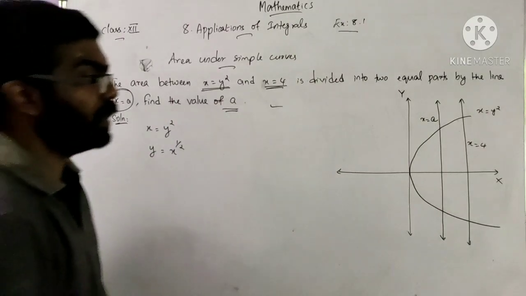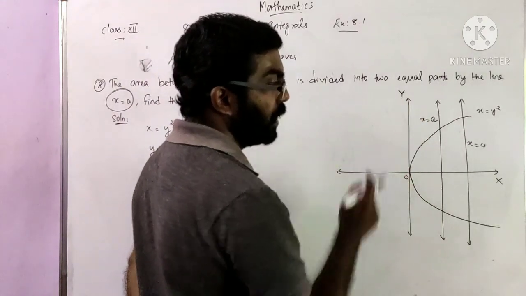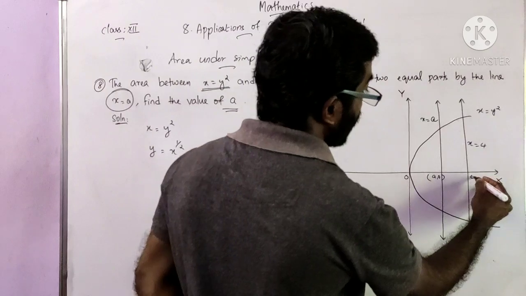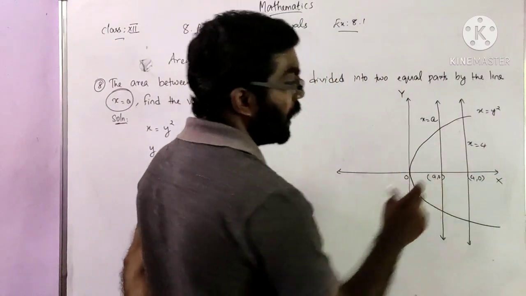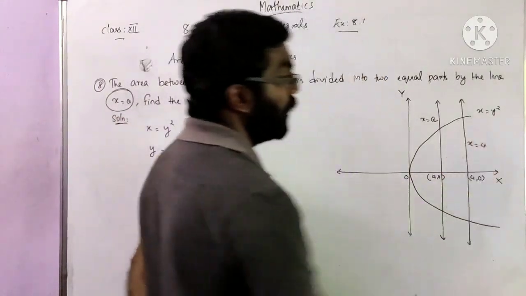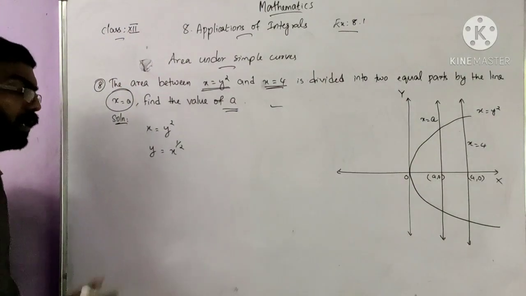So what we can write is, this point is 0. Equation of y axis is x equal to 0. Here it is a comma 0, that is a. Here it is 4 comma 0. So integral 0 to a y dx will be equal to integral a to 4 y dx. And from this relation we can find the value of a.